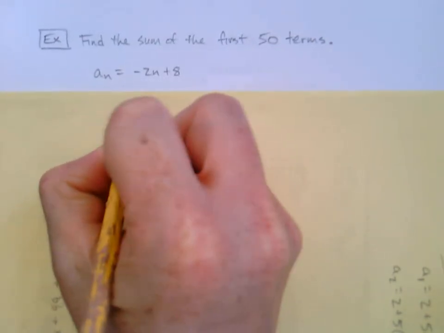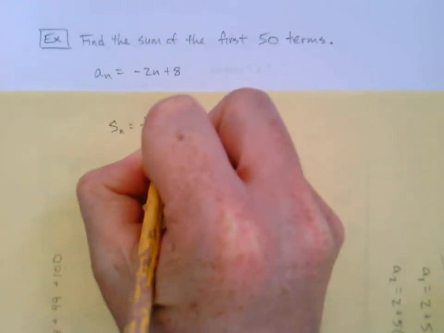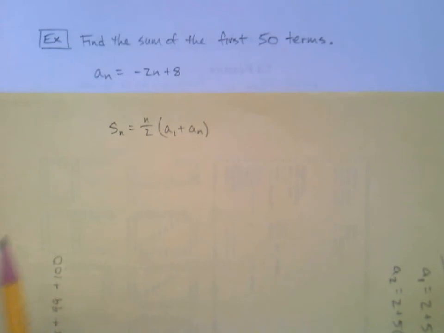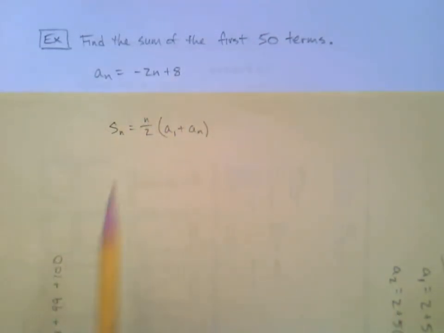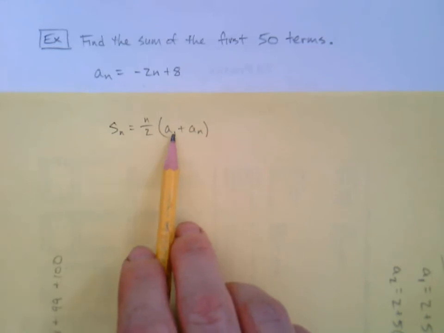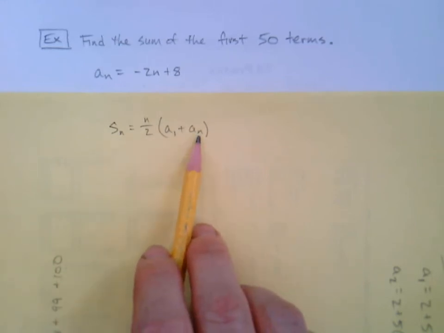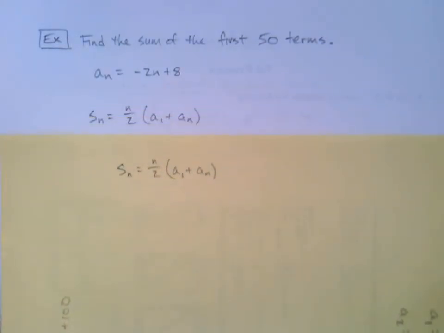S sub n equals n over 2 times a1 plus an. All right. Well, we know what n's going to be here, right? 50. There are 50 of these terms. What's a1 and what's a50? Oh, I wrote the formula there. Great. Predicting my own notes. All right, we know n equals 50 again.